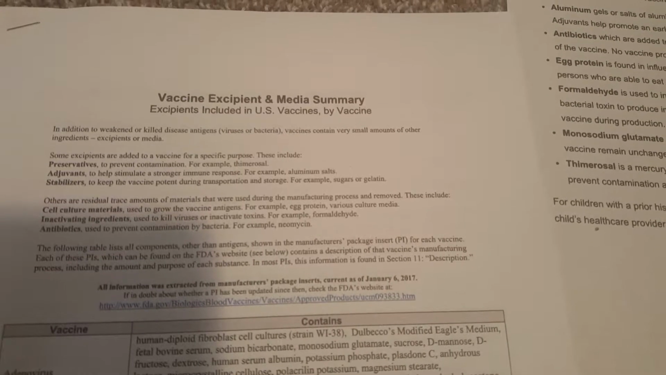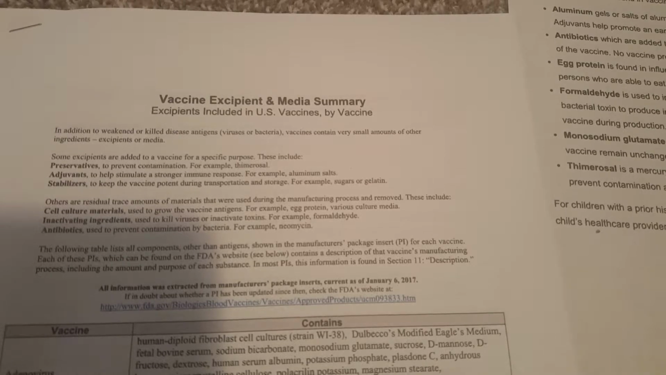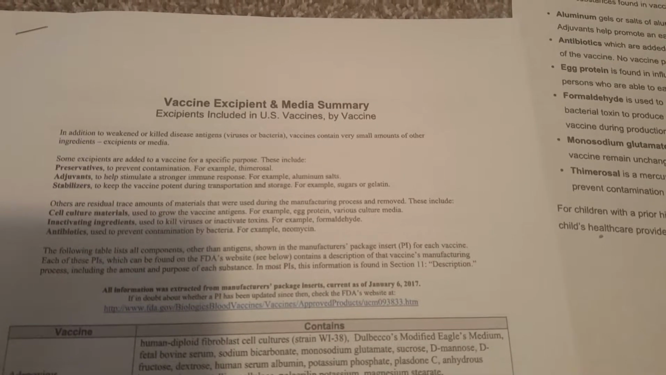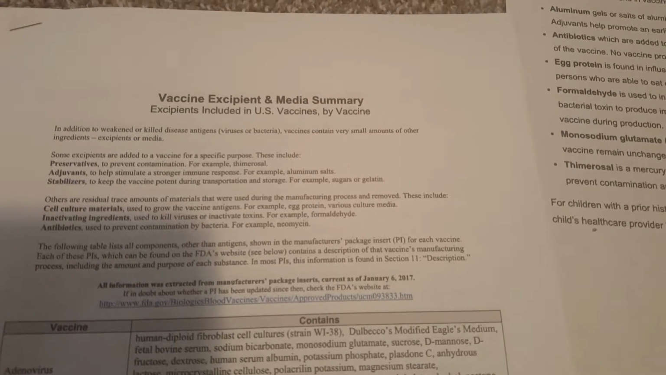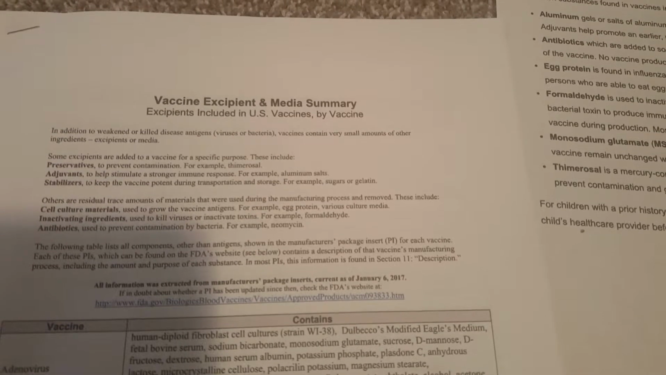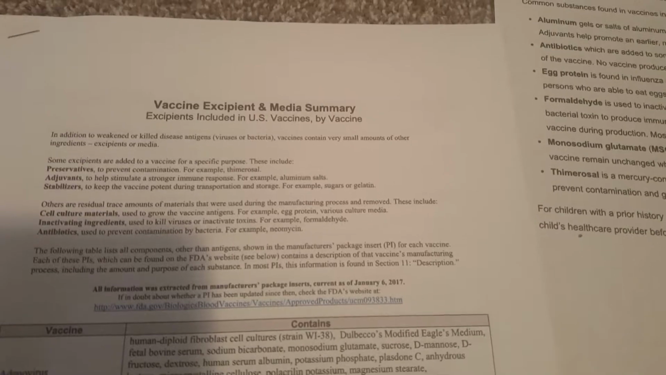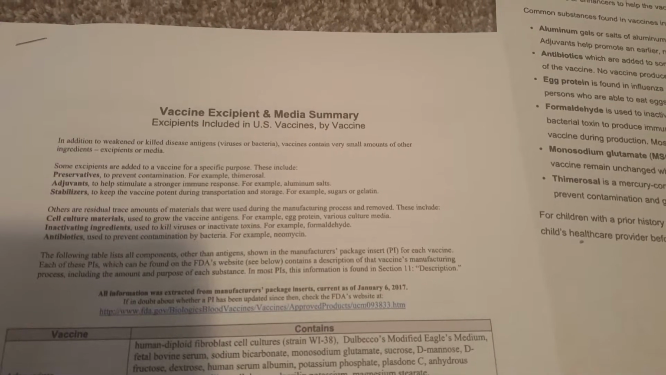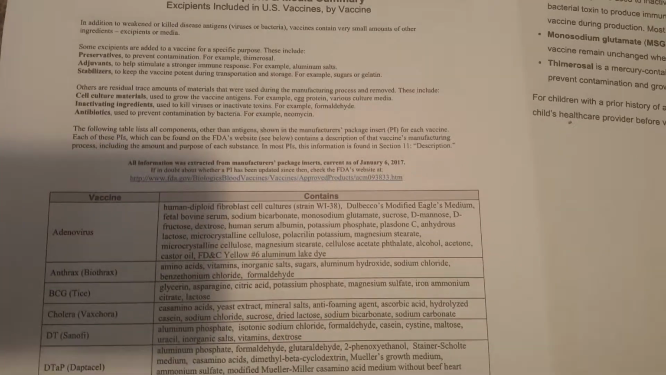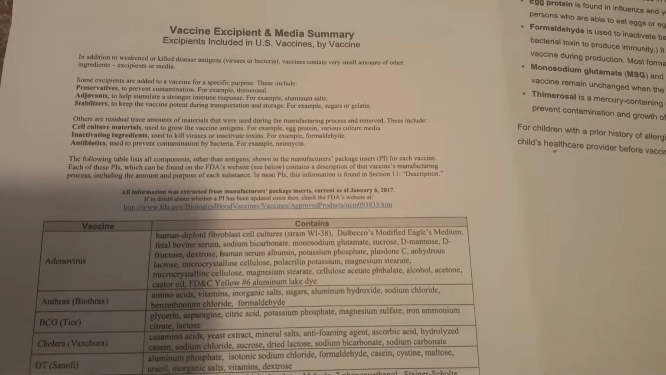Others are residual trace amounts of materials that were used during the manufacturing process and removed. These include cell culture material used to grow the vaccine antigen, for example, egg protein, various culture media, inactive ingredients used to kill viruses or inactive toxins, for example, formaldehyde, antibiotics used to prevent contamination by bacteria, for example, neomycin.